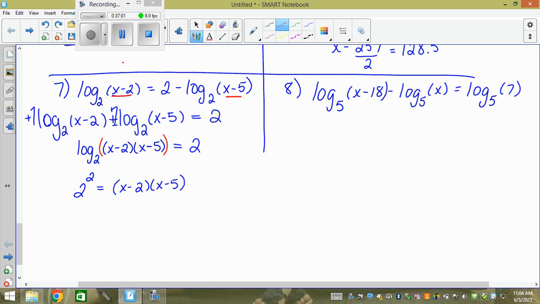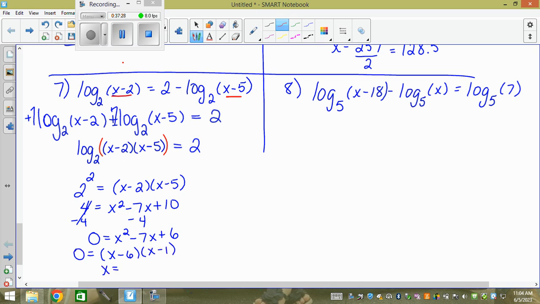So I get 4 equals x squared minus 2x minus 5x. So minus 7x minus 2 times 5 is plus 10. This is just grade 11 now. Subtract the 4 over. And I get x squared minus 7x plus 6. And then I factor x minus 6, x minus 1. So x equals 6 and 1.